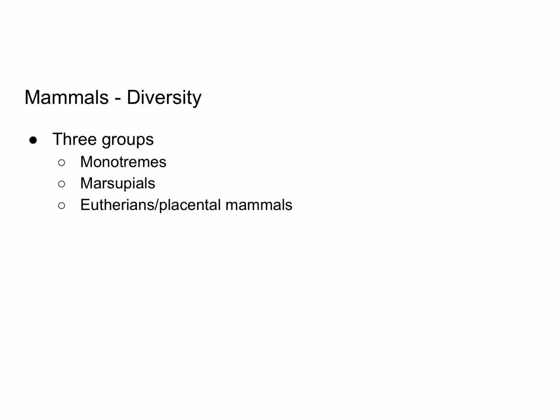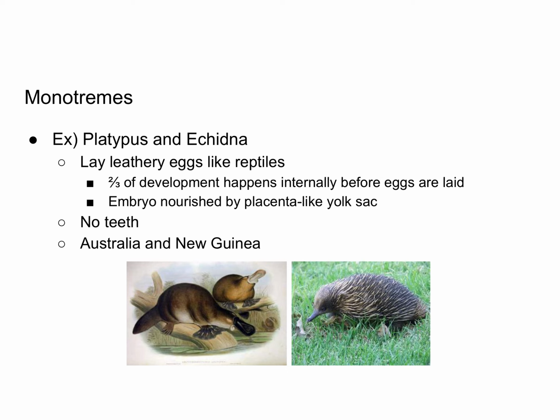There are 3 different groups of mammals: monotremes, marsupials, and eutherians, which are also called placental mammals. We'll talk about each of these on the next couple slides. Monotremes are egg-laying mammals, and they are fairly rare. You're probably most familiar with the platypus, but there's another type called the echidna, which is in this picture here. And this is the platypus.